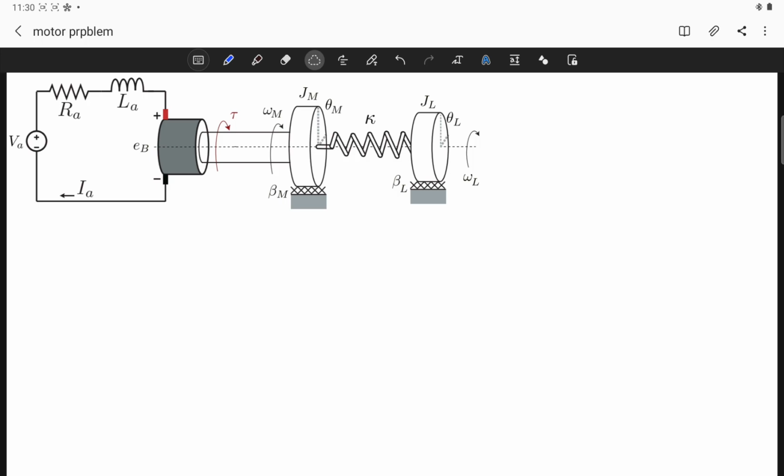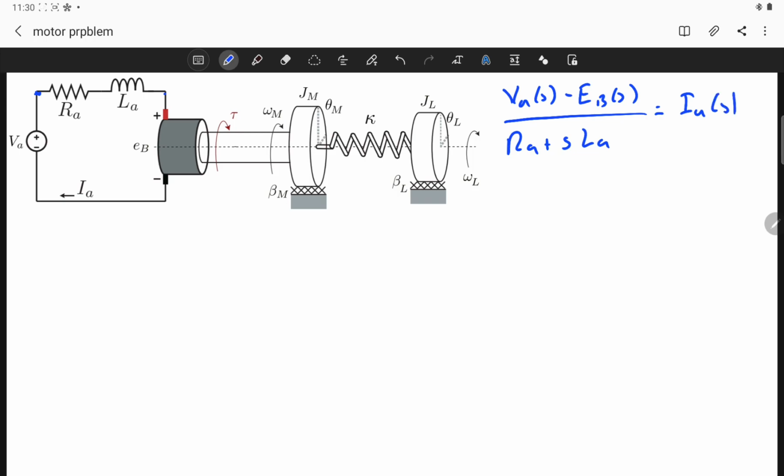Okay, so now we can move on with the equations of the electrical part. Again, we can quickly write this in the Laplace domain. We know that the voltage across these 2 points, or the nodes, is equal to VA of S minus EB of S. This is divided by the total impedance between these 2 points, RA plus S times LA, which is equal to IA of S.